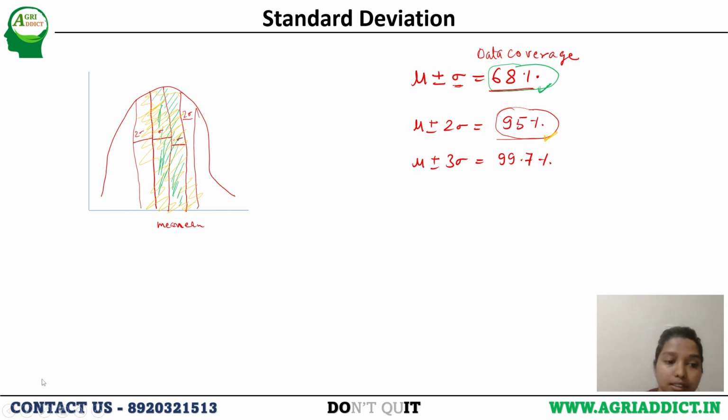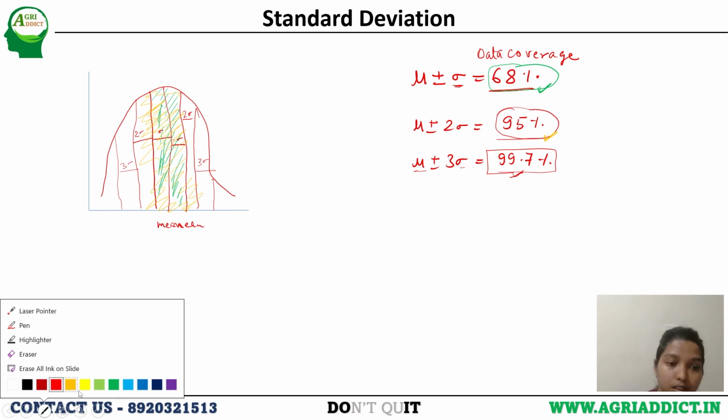Then the third scenario says that mu plus or minus 3 sigma will cover 99.7%. Means data coverage will be 99.7%. Let me draw this. Here it will cover, like, when we are adding 3 sigma or subtracting 3 sigma. Let me change the pen.